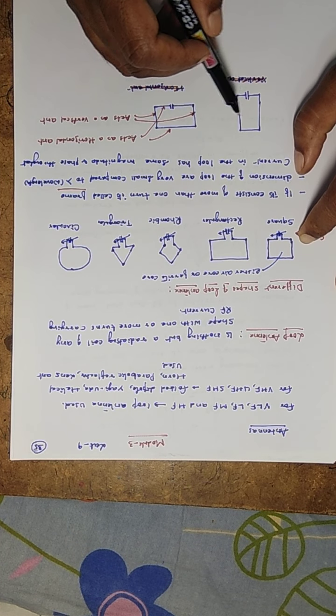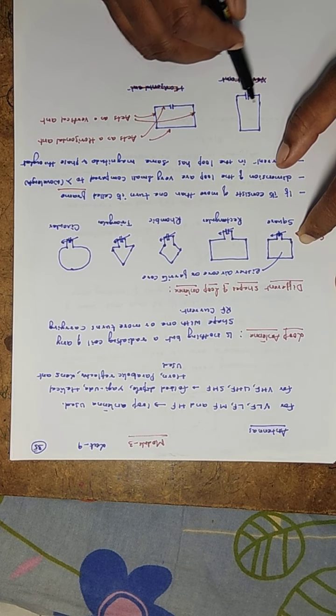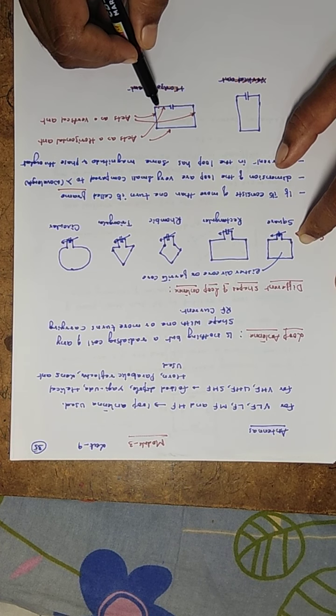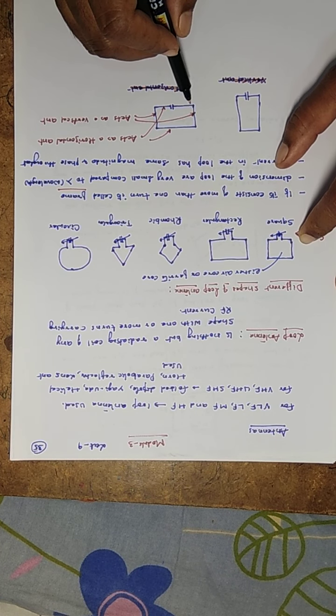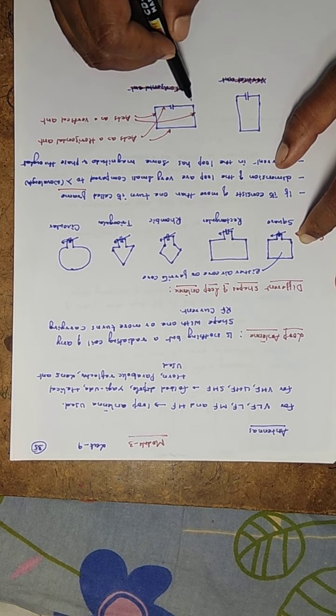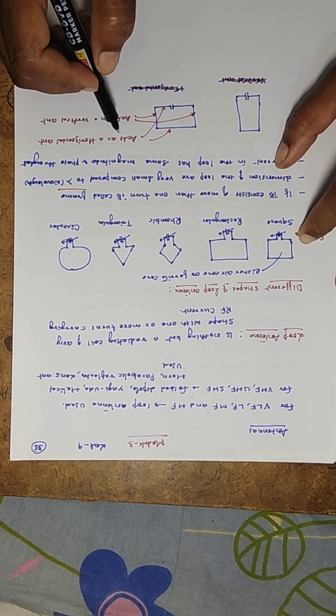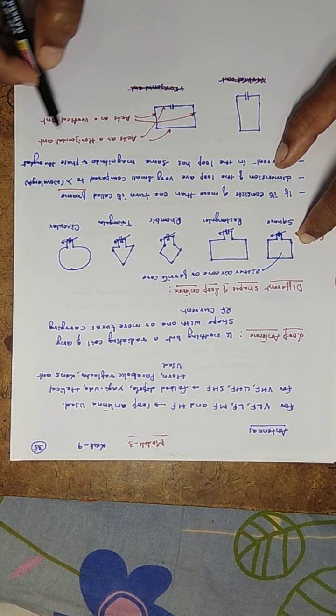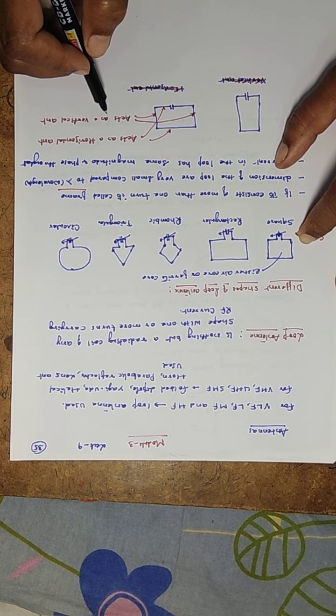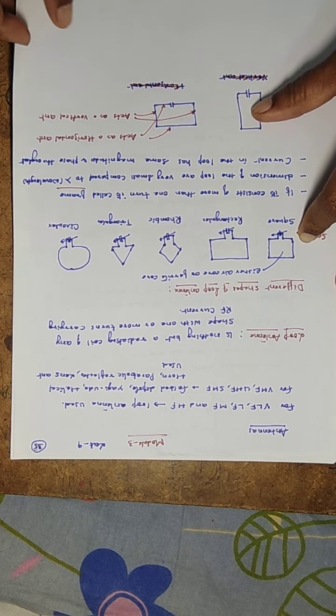Here I will show the two antennas. One is with different shapes. Here, if I consider this one, there are horizontal lines and vertical lines. The horizontal line acts as a horizontal antenna and the vertical lines act as a vertical antenna.